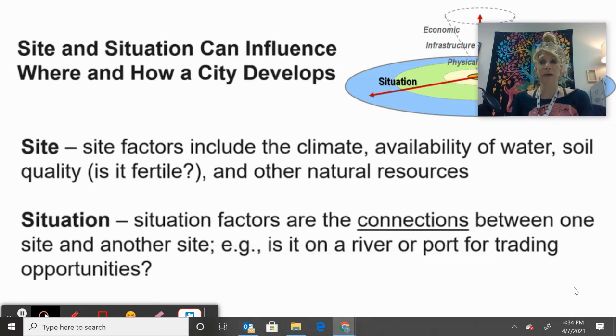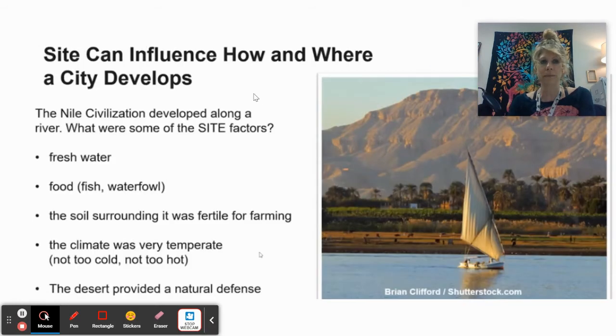So, for example, is there a river nearby that you can use for transportation? Is there trading opportunities? Those are going to be situational factors and more so tied to not absolute location, but relative location. And relative location, remember, is a location in relation to other locations. All right, so those 2 terms are really important moving forward when we talk about cities. Okay, and then I'm going to give you some good examples here.